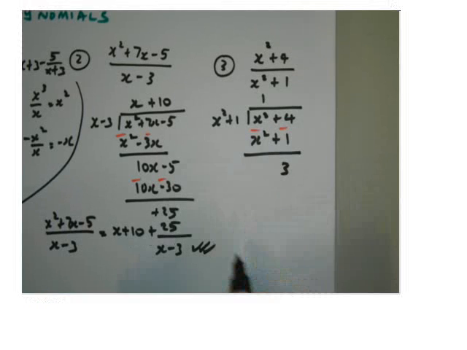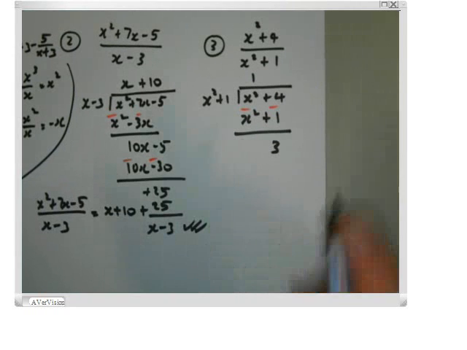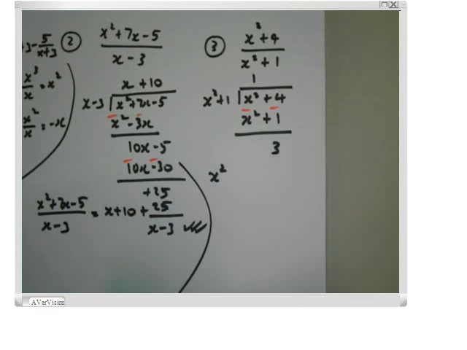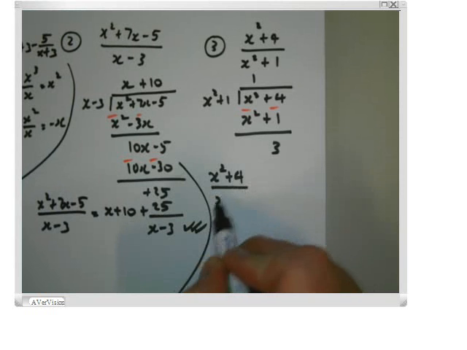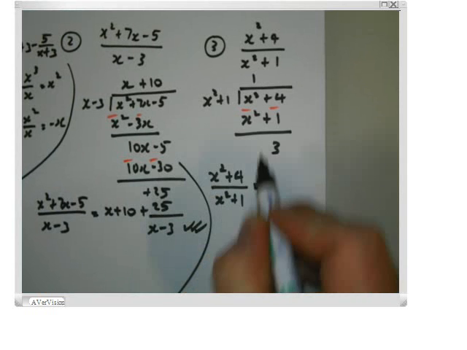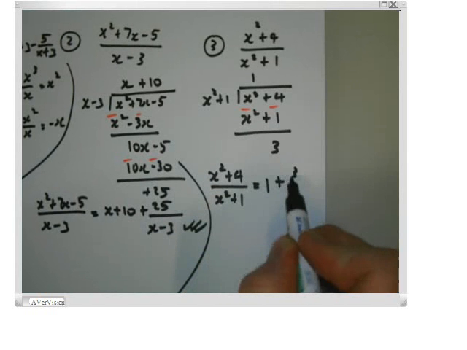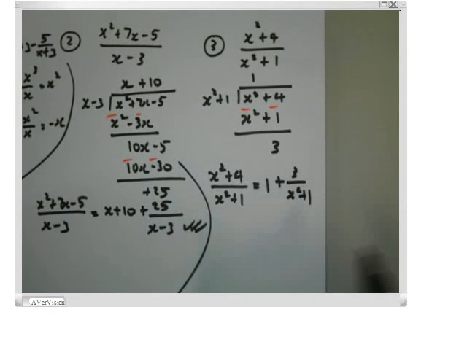Therefore, x squared plus 4 over x squared plus 1 equals 1 plus 3 over x squared plus 1 as being the solution.